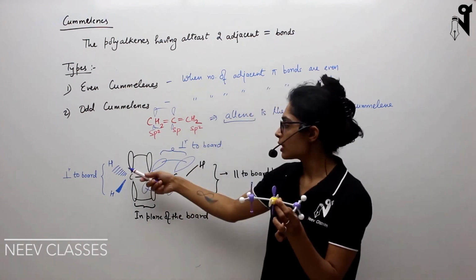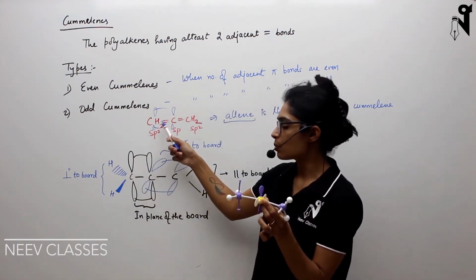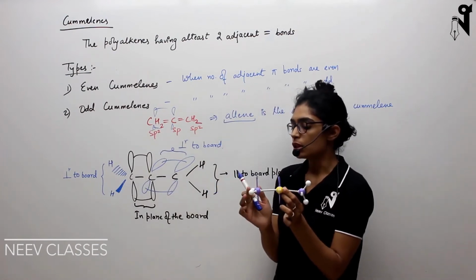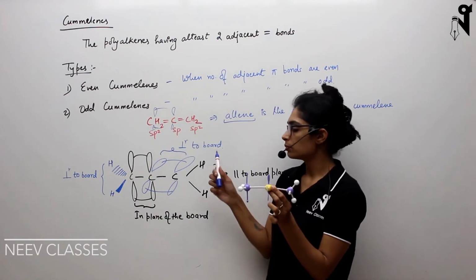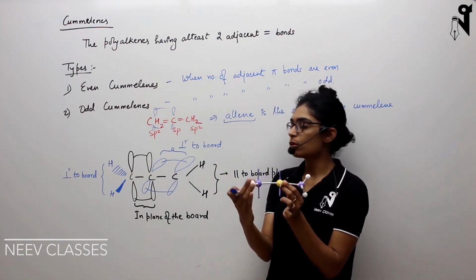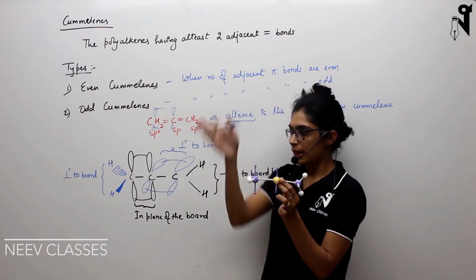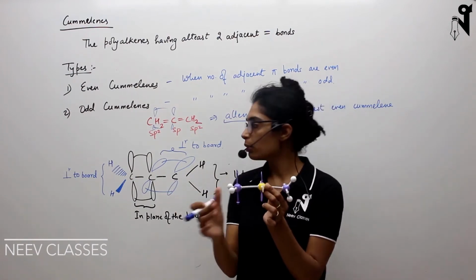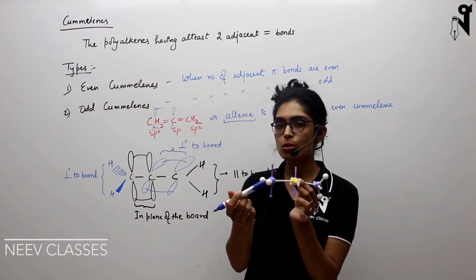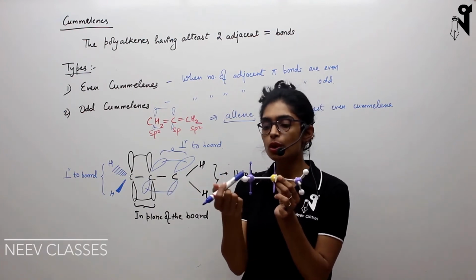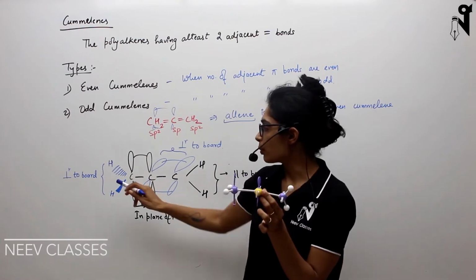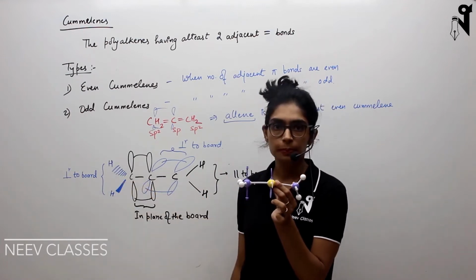Similarly, the sigma bonds formed by this carbon with two hydrogens are going to be perpendicular to the board. These two are perpendicular to the board plane. The board plane is like this and this is like this, so this is going to be perpendicular. One is towards the viewer and this is away from the viewer. If you are the viewer, this is towards you and this is away from you. This is exactly how I have drawn it over here.